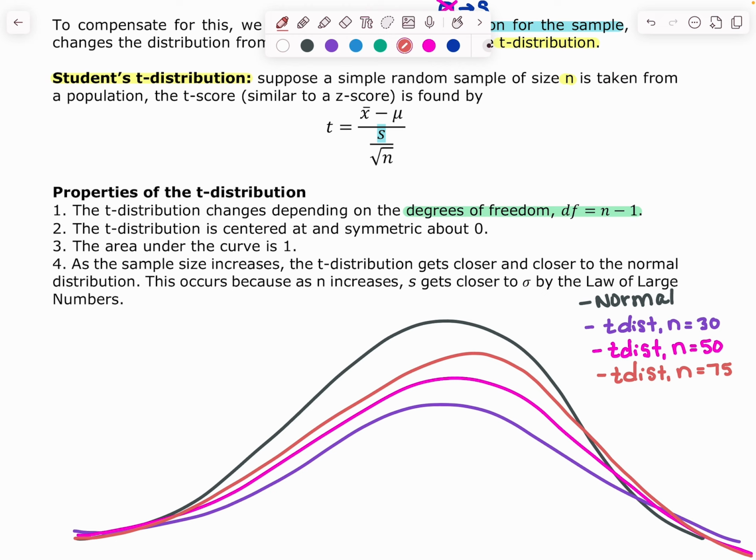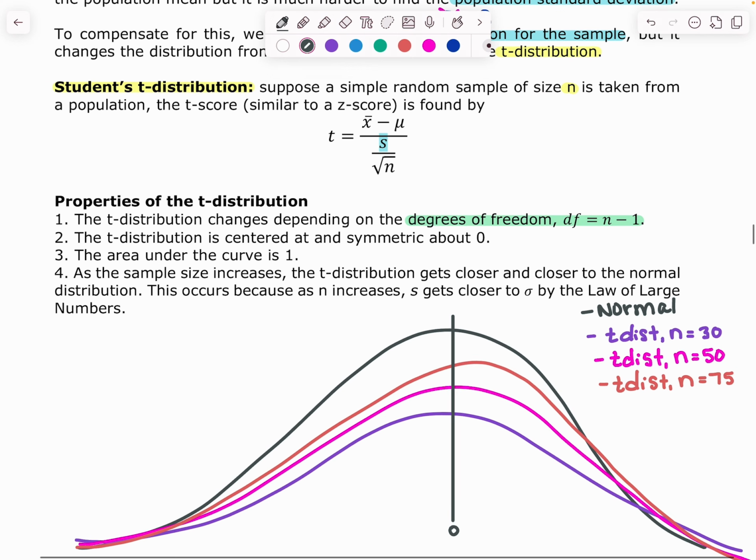It's still bell-shaped. It still is centered at 0. So this would be 0. It still has an area of 1. There are a lot of similarities between the t-distribution and the normal distribution. But the biggest difference is you have to know the sample size and the degrees of freedom, because that's going to affect which t-distribution you're looking at. And that's the t-distribution.